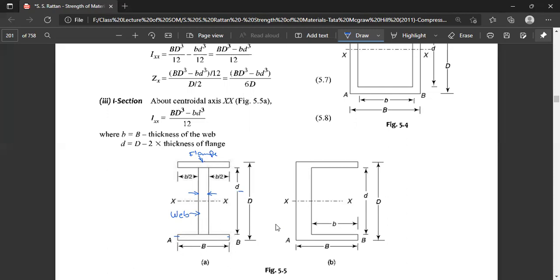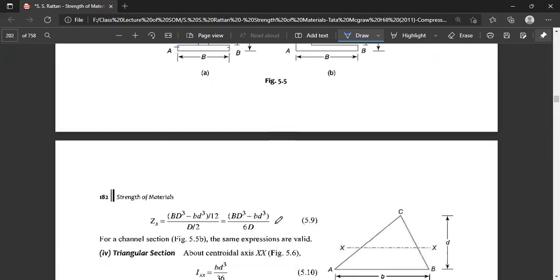Thus, what happens? Z_X is given by (BD cube minus bd cube) divided by 12, divided by capital D by 2, or in the same way, (BD cube minus bd cube) divided by 6D. For a channel section, the same expressions are valid in the same manner.